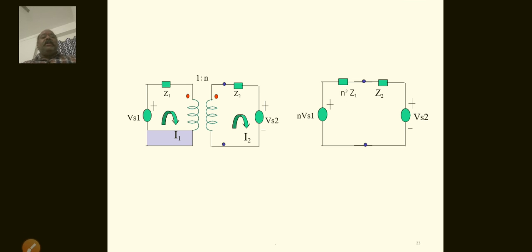Now you will take again Z1 and Z2, the impedances of the transformer primary and secondary. I1 and I2 are the currents of the transformer primary and secondary respectively, and Vs1 is the voltage on the primary side, Vs2 is the secondary voltage.